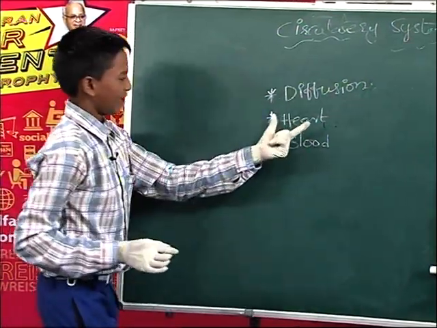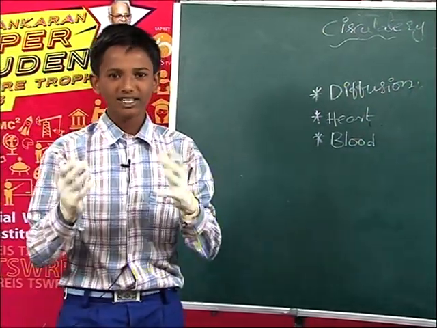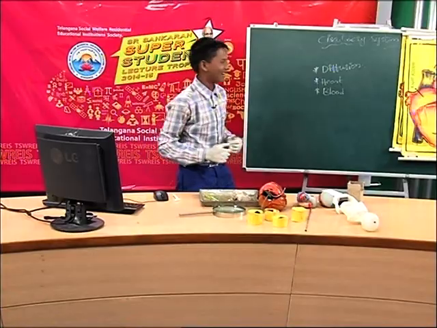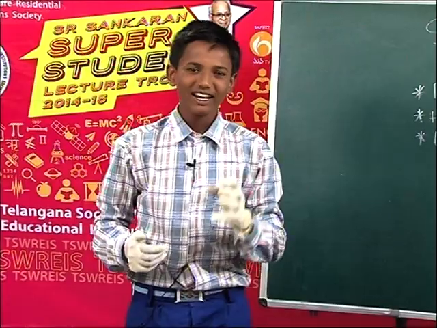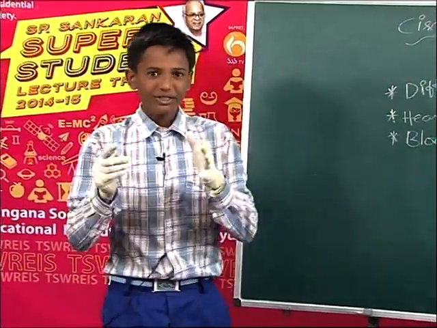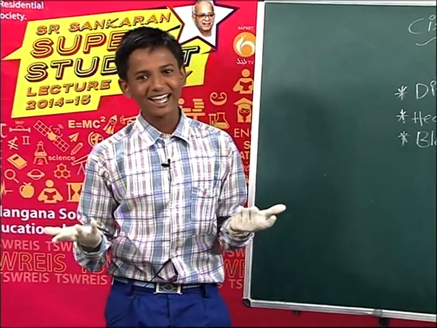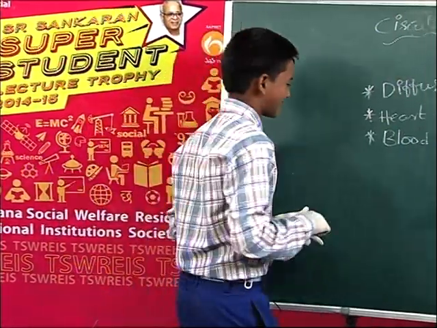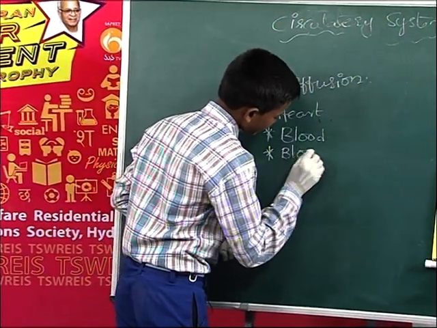Yes, Tswreis, here the circulatory system has a muscular and pumping organ, that is the heart. This heart pumps a liquid tissue, that is the blood. And this blood is transported through channels. Those channels we call the blood vessels. Very good. Blood vessels.